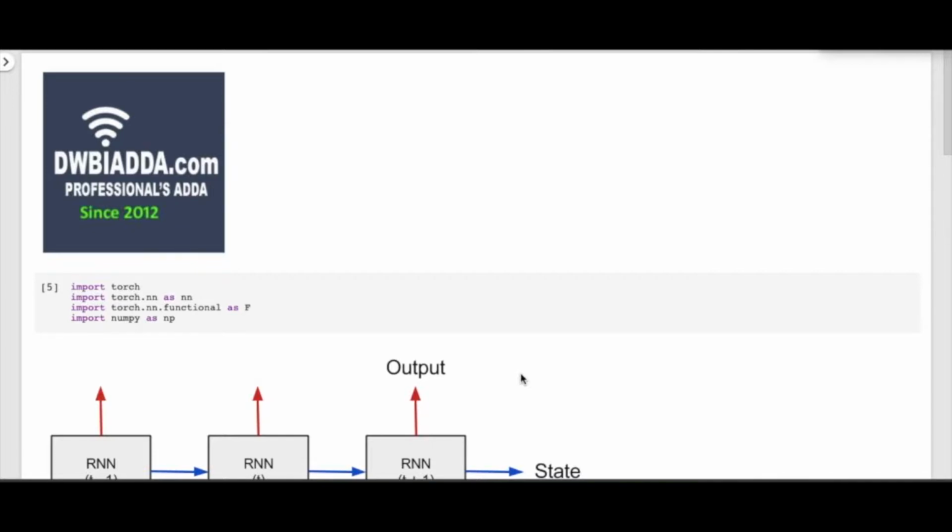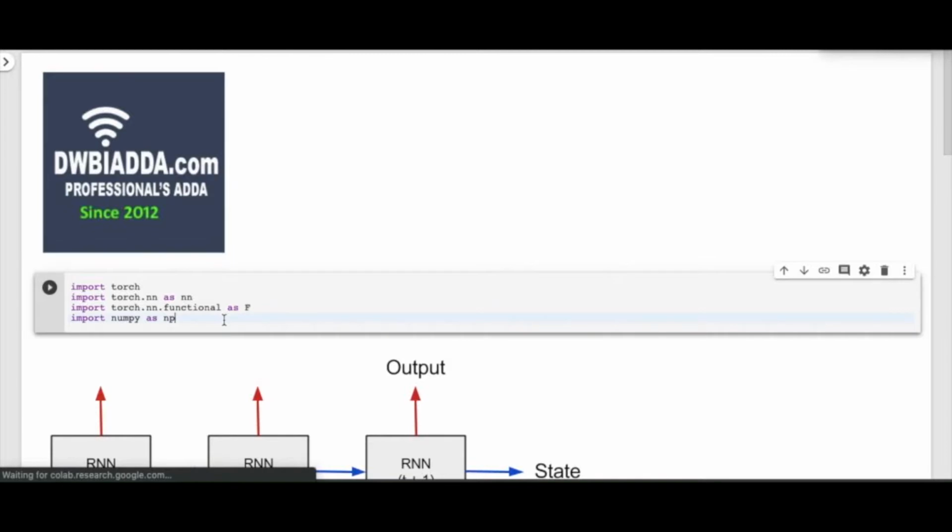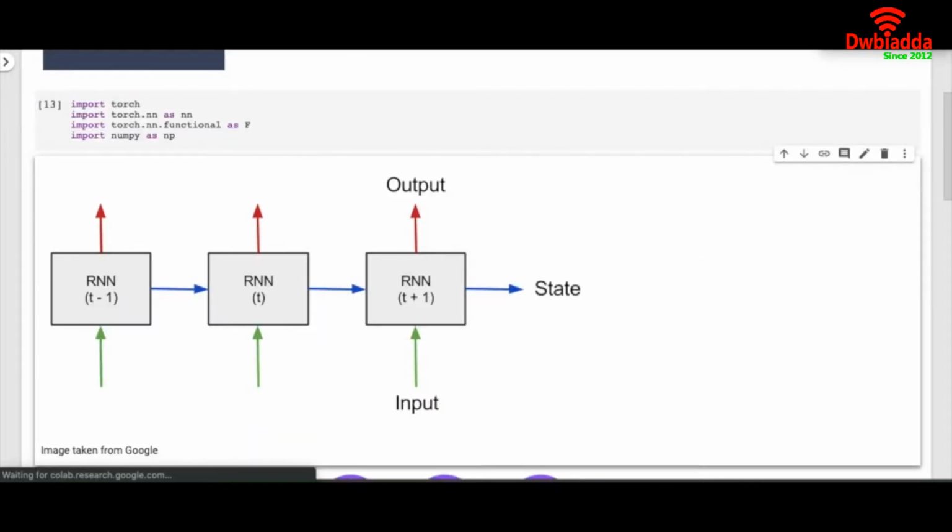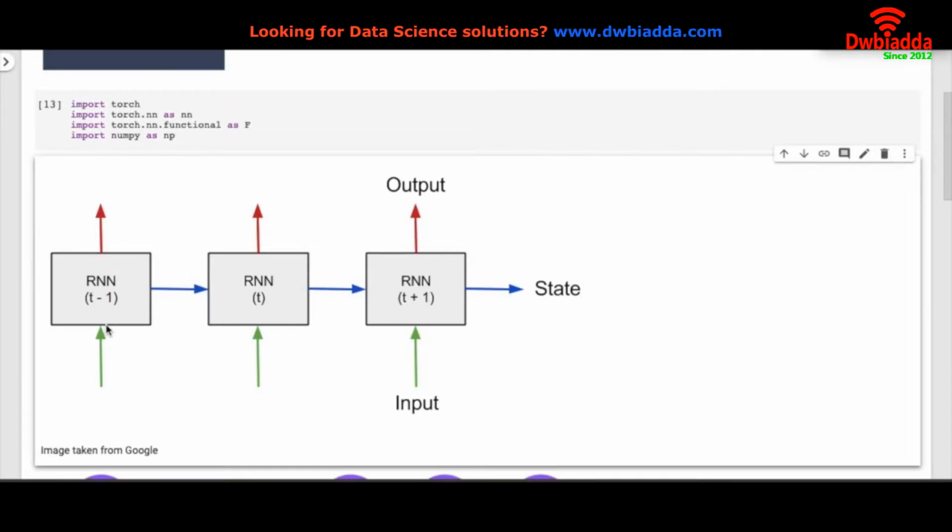To implement recurrent neural network in Pytorch, you need to import torch, torch.nn, torch.nn.functional in case you need it, and we are also importing numpy just in case we have to manipulate some numerical data. So let's see how it looks like.